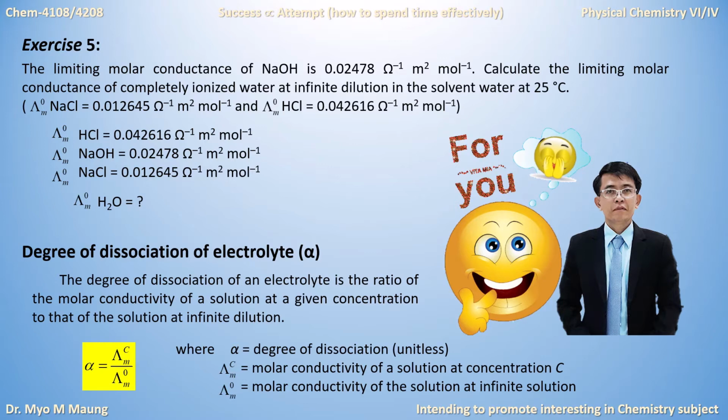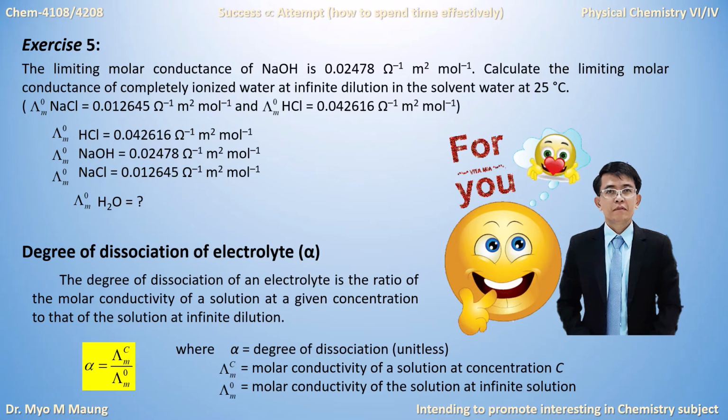Continuing, I talk about the degree of dissociation of electrolytes, alpha. The degree of dissociation of an electrolyte is the ratio of the molar conductivity of a solution at a given concentration to that of the solution at infinite dilution.